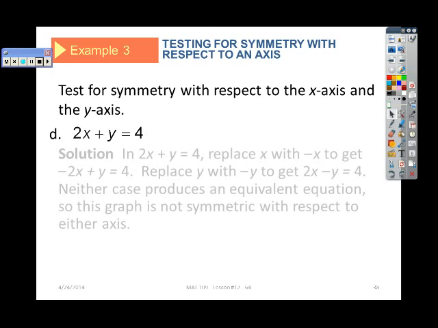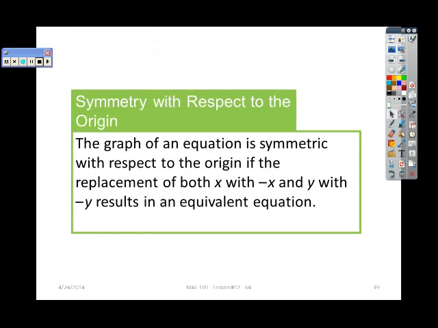And from drawing graphs, you know that's going to be the case for most functions. They're not going to be symmetric with respect to anything. And that's the way you would show it mathematically, is by replacing the x's or the y's. Symmetry with respect to the origin. That's a third type of symmetry, and it's kind of a strange one.